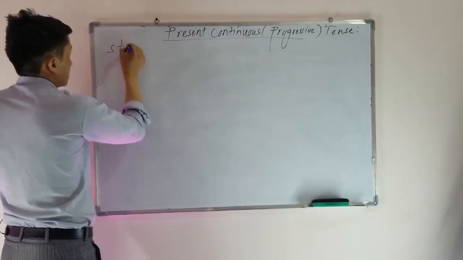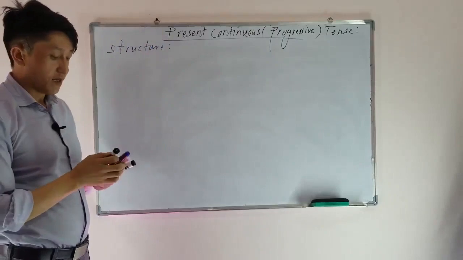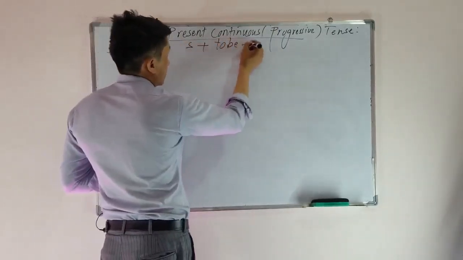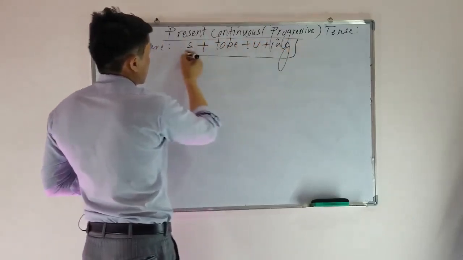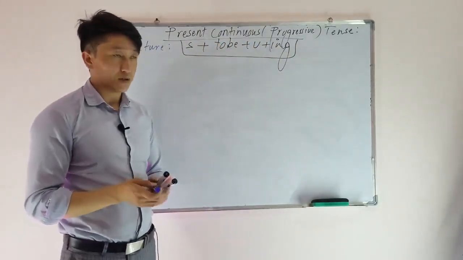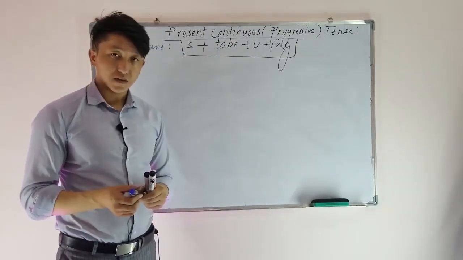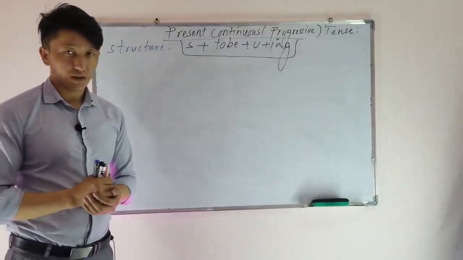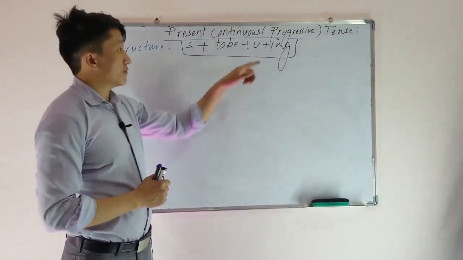First of all, let's talk about the structure. We use subject plus to be verb plus verb ing. This is the structure of present continuous tense, or present progressive tense. In all continuous tenses, we use verb ing.